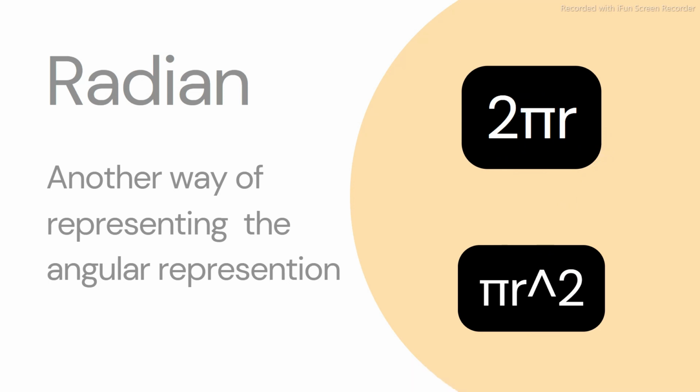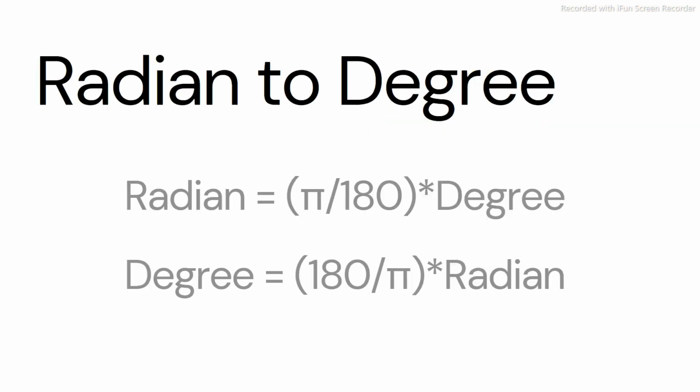Pi is extensively used whenever we are dealing with any circular measurements. In the same manner, radian also uses pi to convert a particular degree into a radian. For example, here we have the radian, here we have the degree. To convert any degree to radian, we use pi by 180 into degree, and to convert any radian to degree, we use 180 by pi. This is the normal format of representation.